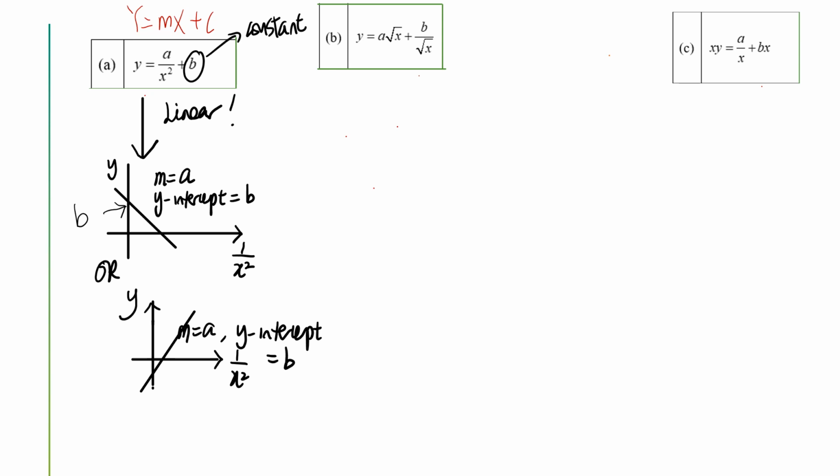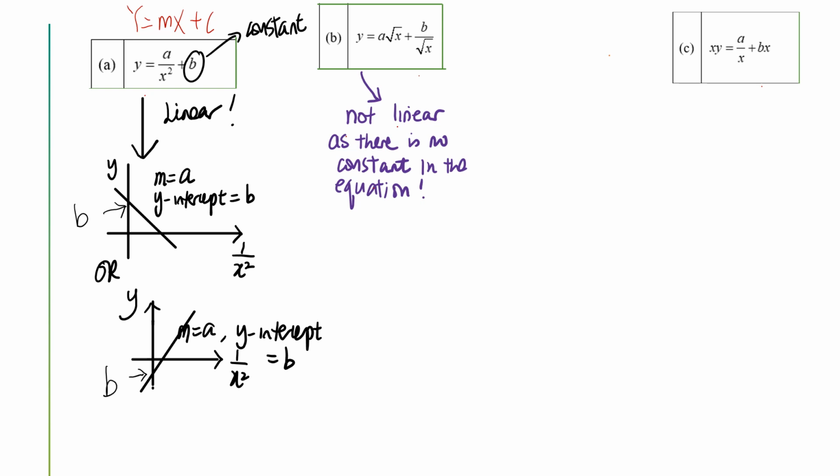Or it can be represented this way, the second way showing that M is a positive gradient. And this point here will be your y-intercept value, which is the constant B. Right, then how do I manage to get this value on the x-axis?